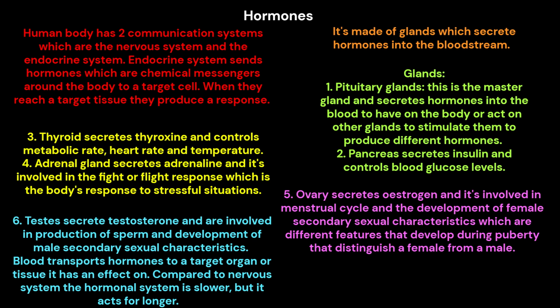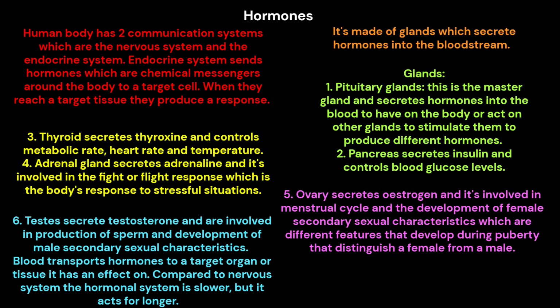4. Adrenal gland secretes adrenaline, and it's involved in the fight or flight response, which is the body's response to stressful situations. 5. Ovaries secrete estrogen, and it's involved in the menstrual cycle and the development of female secondary sexual characteristics, which are different features that develop during puberty that distinguish a female from a male. 6. Testes secrete testosterone and are involved in production of sperm and development of male secondary sexual characteristics.